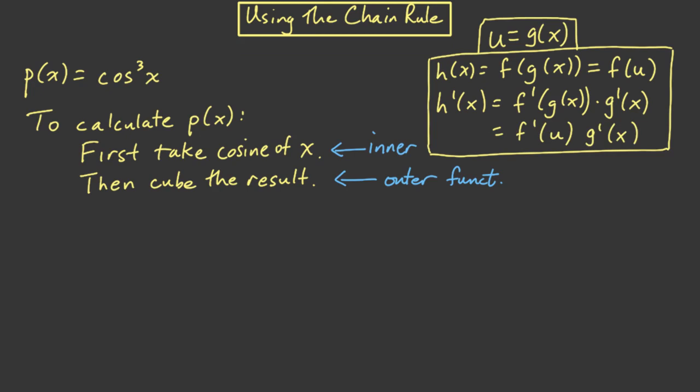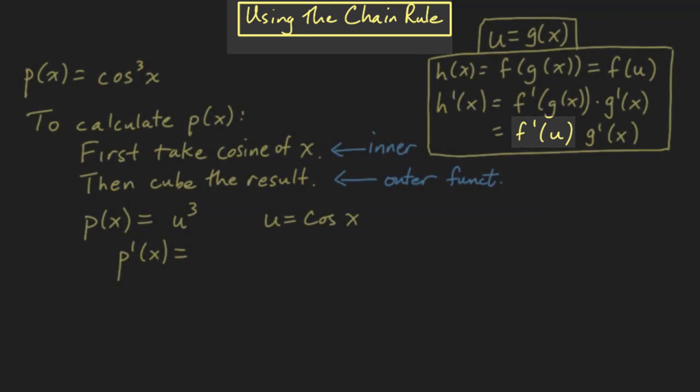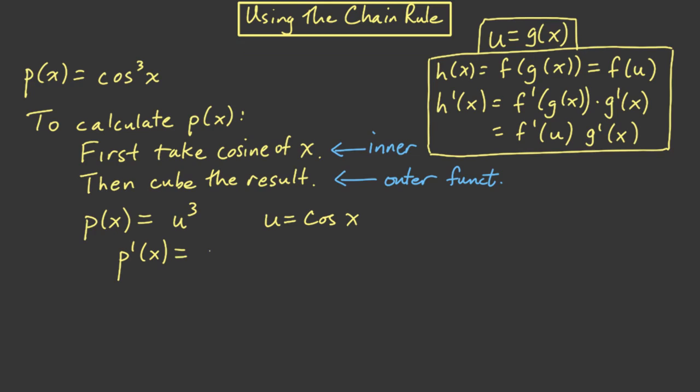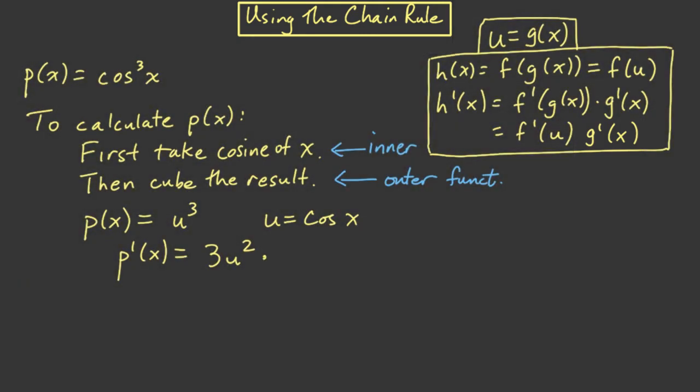So for our function here, p of x is u cubed, where u is this inner function cosine x. And the first part of the chain rule tells us to take the derivative of this outer function applied to u. So we just differentiate the cubing function as normal, as if u was our original variable. So we're going to get 3u squared. But we're not done. The chain rule says that we also need the derivative of this inner function. So we have to have a u prime tagging along.